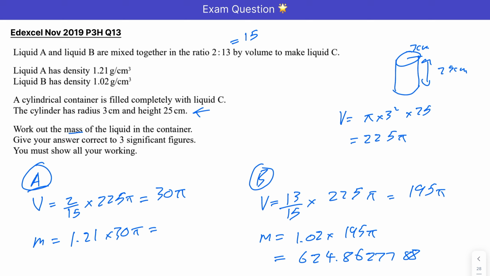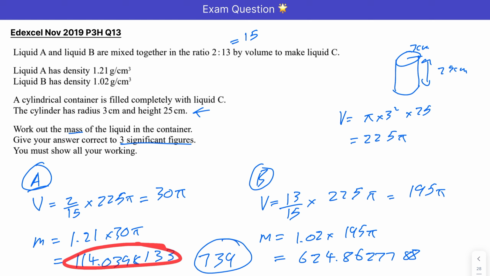So 1.21 times 30 pi, that gives me, in fact, I'll just write that on the line below, 114.03981133. And if I add that to 624.862778, I get an answer to 3 significant figures as 739. That is my final answer. So I've just added this and this together because they're both mixed into the cylinder. So the mass of this plus the mass of this must be what the final mass is, and the unit here will be in, let me see, grams. Yep, forgot to write that in.